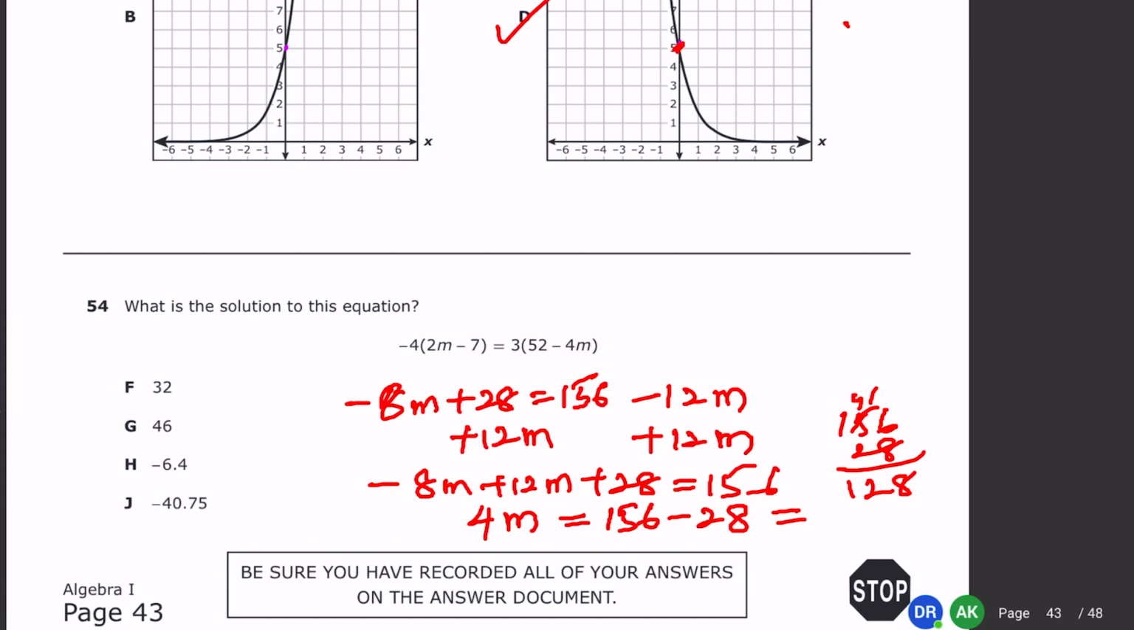So m is equal to 128 by 4. 4 3s are 12, 4 2s are 8, so 32 is the answer. Therefore F is your answer.